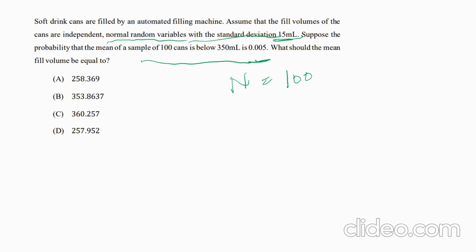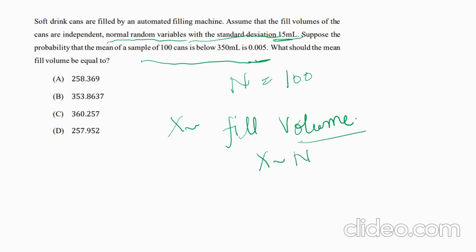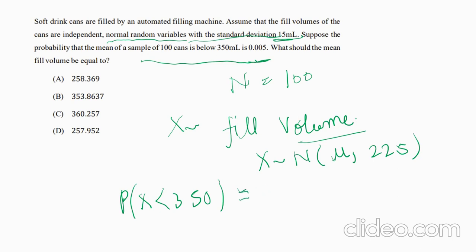So we can take X as the fill volume, right? We can take X as the fill volume, and then X follows a normal distribution with mean mu, which we want to find, and standard deviation 15 ml, so variance will be 225. Now the probability that X is less than 350 is what? It is 0.005.